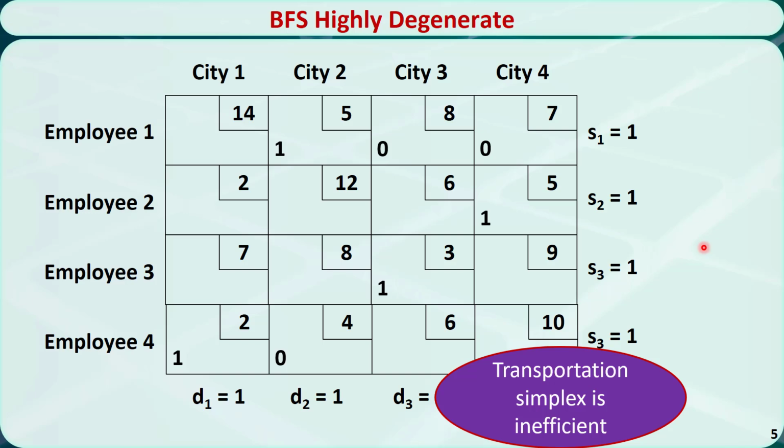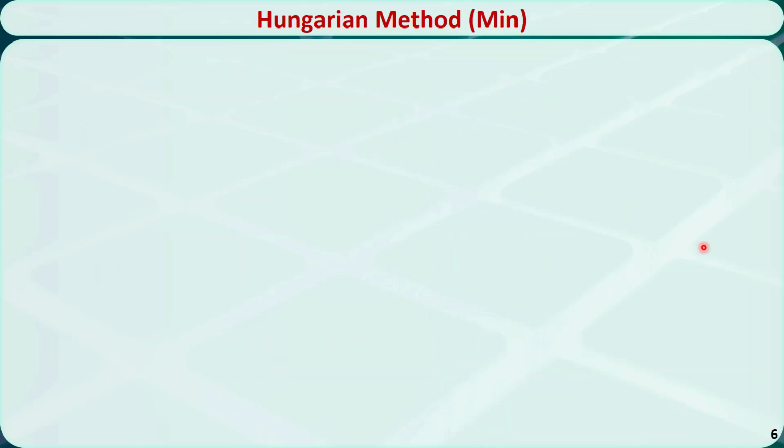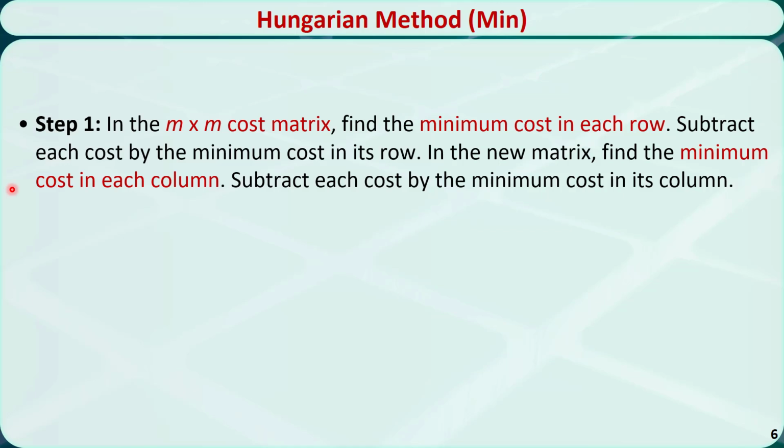Therefore, we will introduce another more efficient method to solve the assignment problem. It's called the Hungarian method. The assignment problem has a square cost matrix. It has the same number of rows and columns. There are 3 steps involved when solving the assignment problem using the Hungarian method.